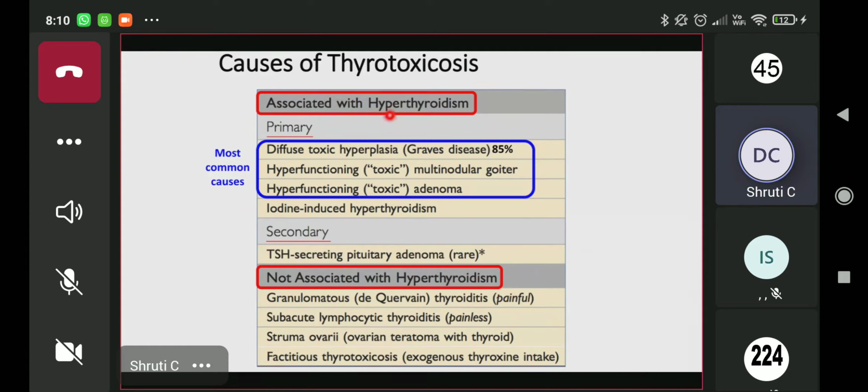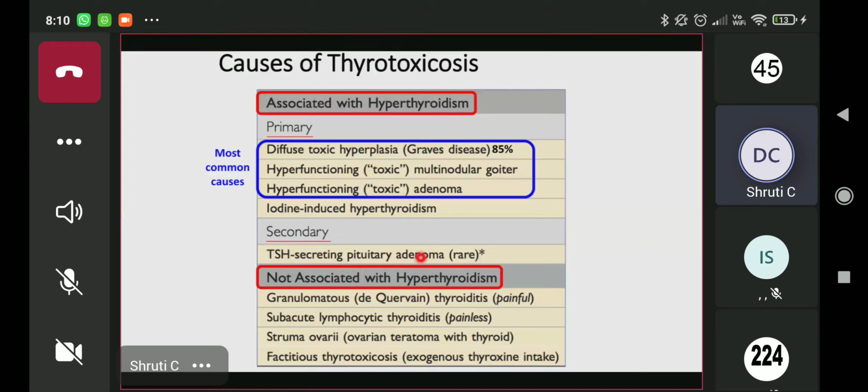And what are the causes? The primary causes are Graves' disease. It is one of the most common causes. That is diffuse toxic hyperplasia in 85% of cases. Second is hyperfunctioning toxic nodular goiter. Another is hyperfunctioning toxic adenoma. And rarely iodine-induced hyperthyroidism. You should remember all these four causes.